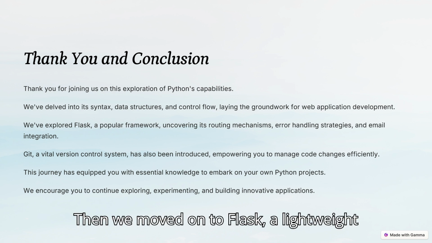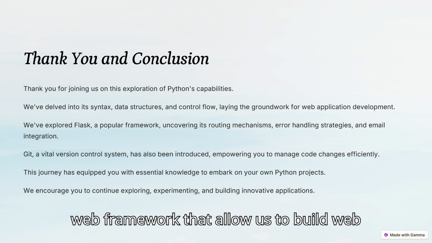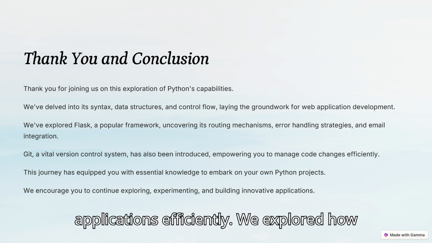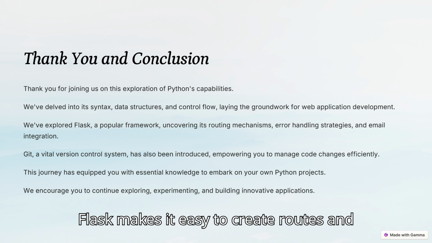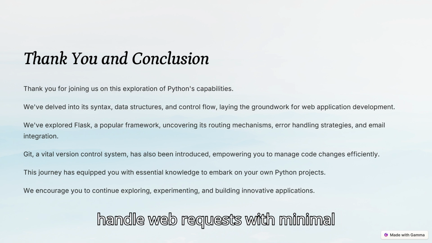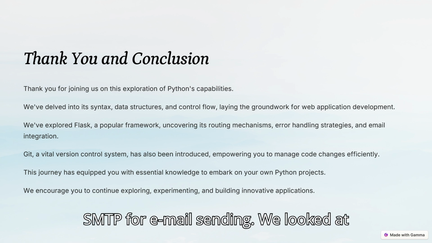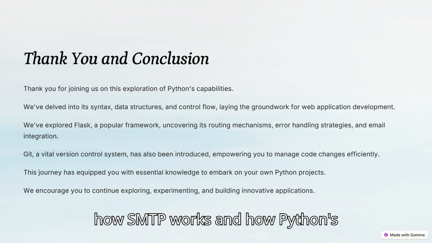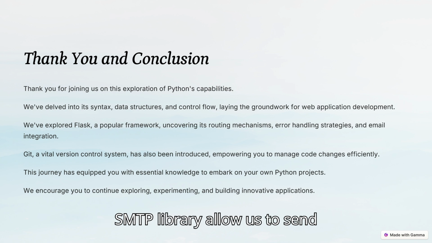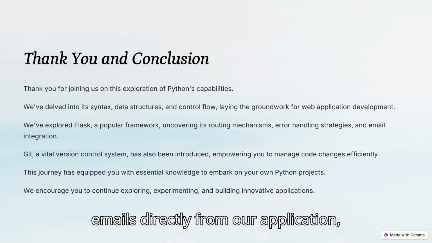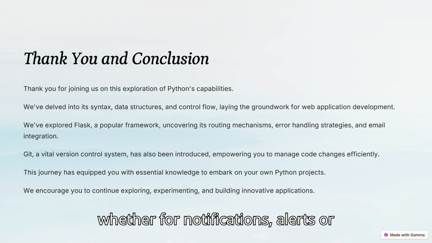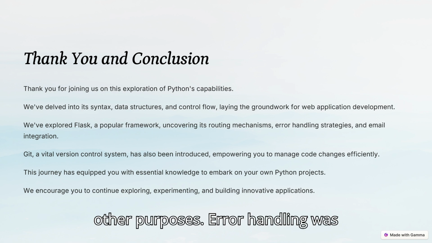Then we moved on to Flask, a lightweight web framework that allows us to build web applications efficiently. We explored how Flask makes it easy to create routes and handle web requests with minimal overhead. Next, we discussed SMTP for email sending. We looked at how SMTP works and how Python's SMTP library allows us to send emails directly from our application, whether for notifications, alerts, or other purposes.